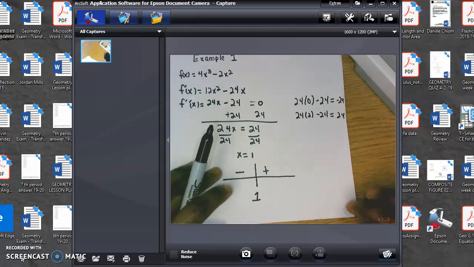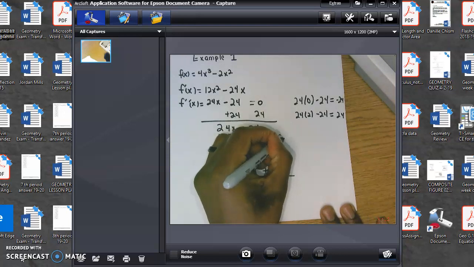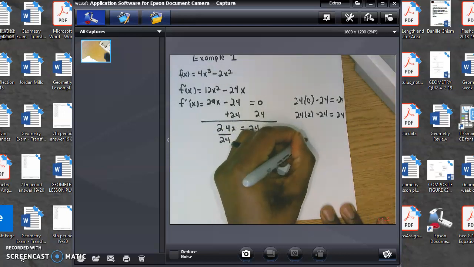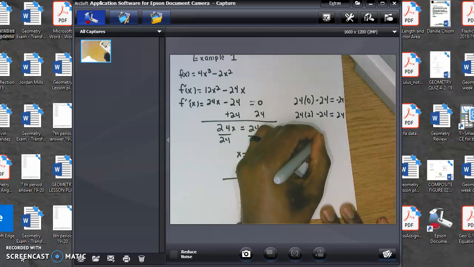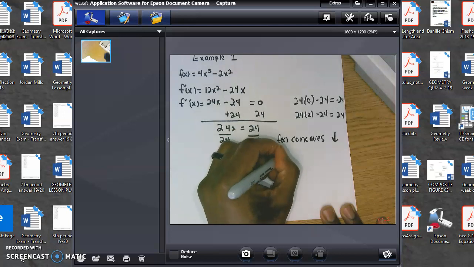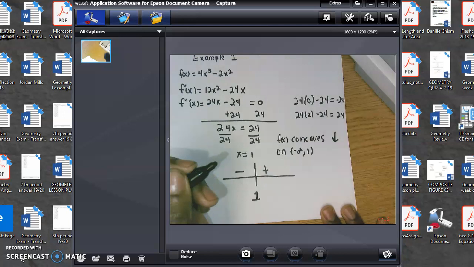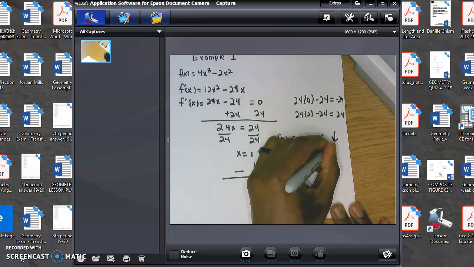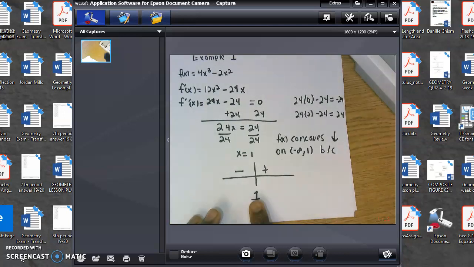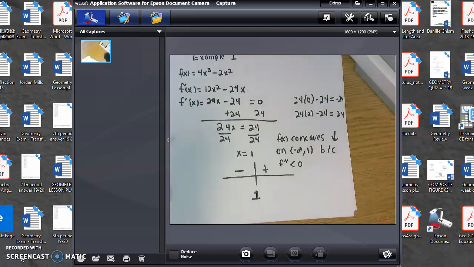So let's just write this up. I know that f of x concaves down on negative infinity to positive 1. And this is because why? Well, you can see that the second derivative is going to be negative. So this is because f double prime is less than 0.